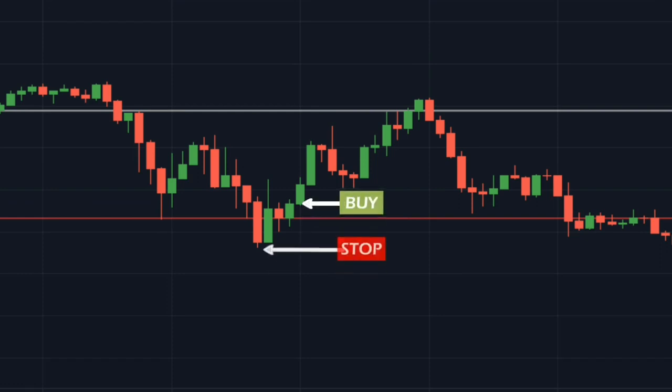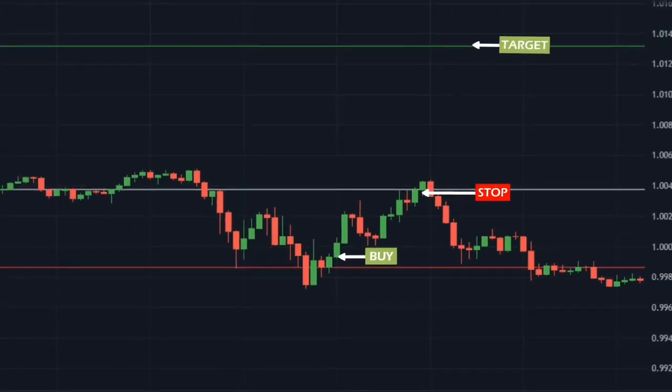And our stop loss will be at the most recent swing low. And our first target will be at the next pivot level. Once the first target is hit, move the stop loss below it, and our second target will be the next pivot level.